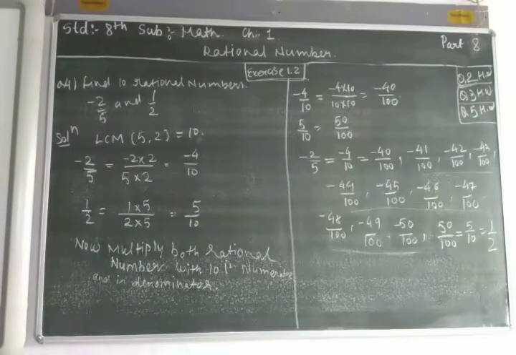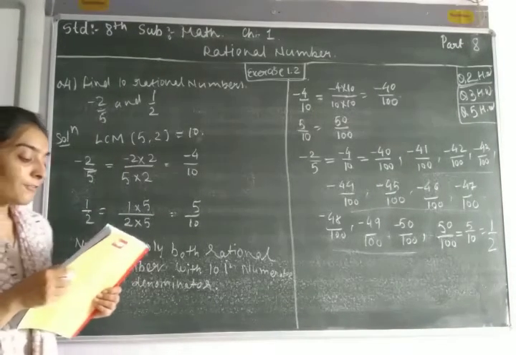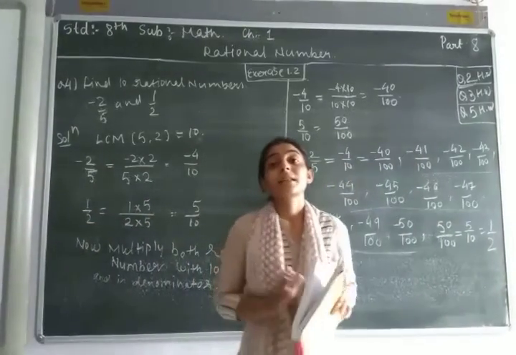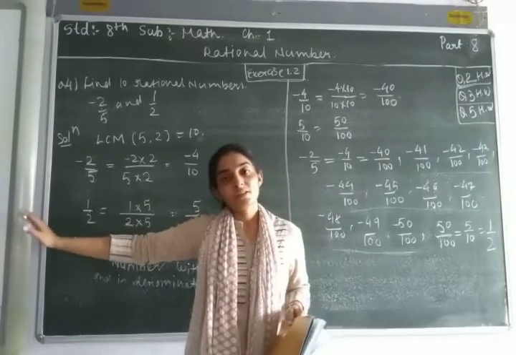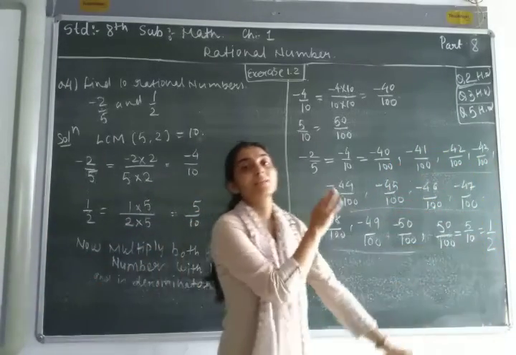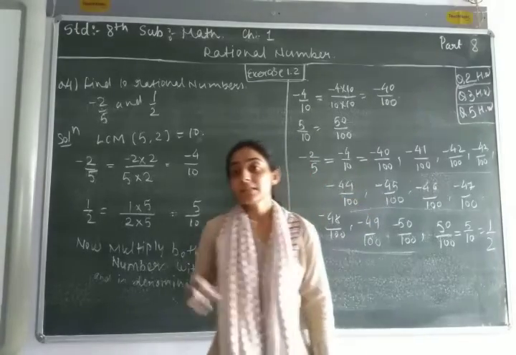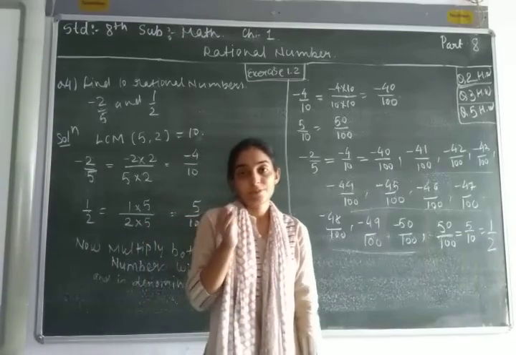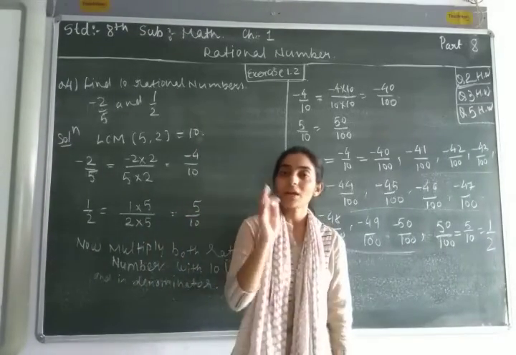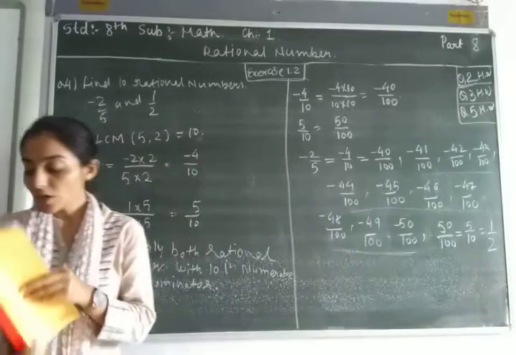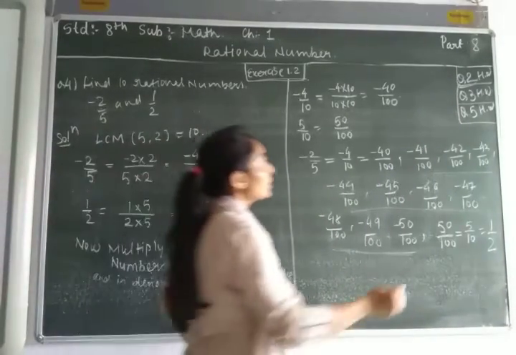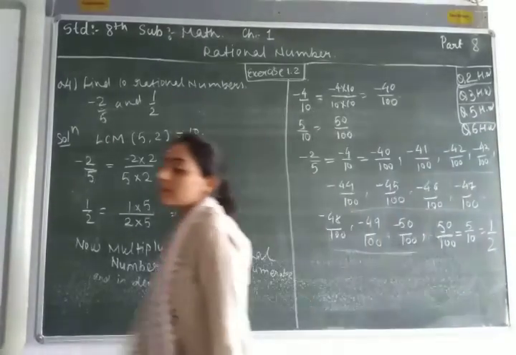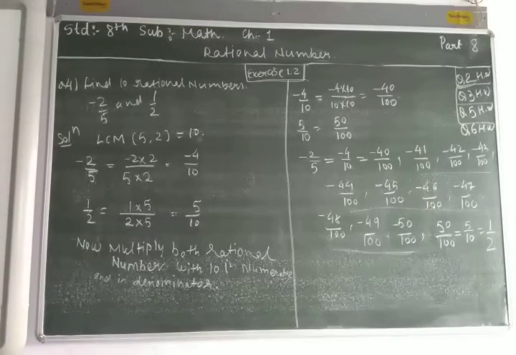Now, question number 6. Find 5 rational numbers which are greater than minus 2. Minus 2 is on the left side of 0 and all the positive numbers lie on the right-hand side of 0. It means you can start writing numbers greater than minus 2: minus 1, 0, 1, 2, 3. All are rational numbers. So question number 6 is also in your homework.